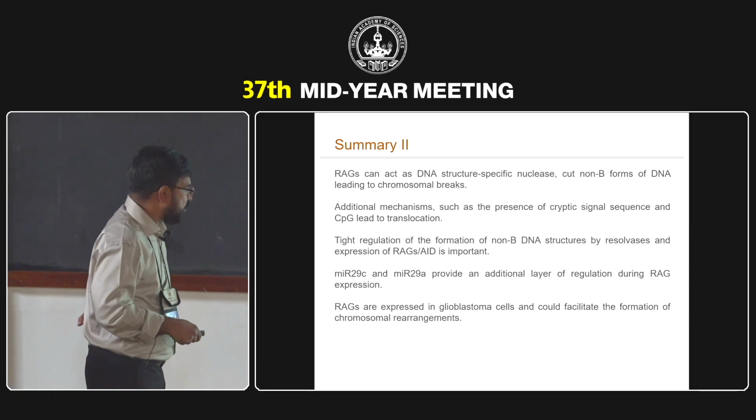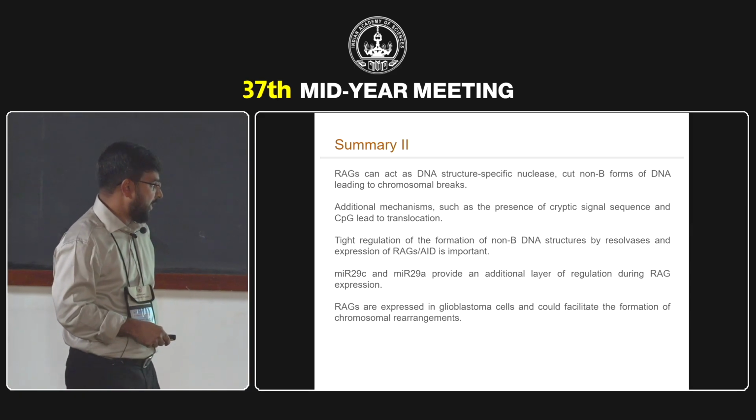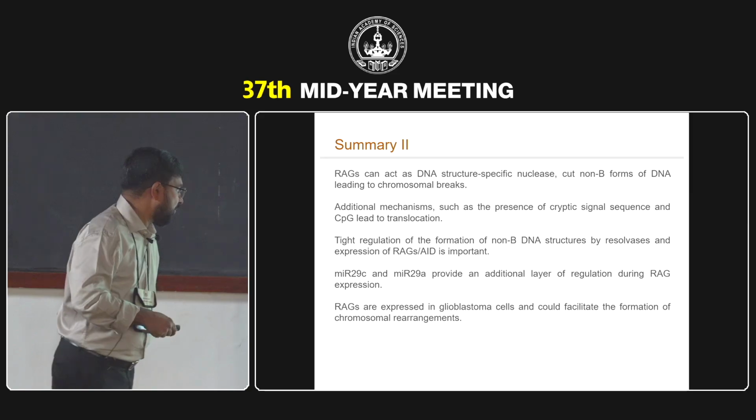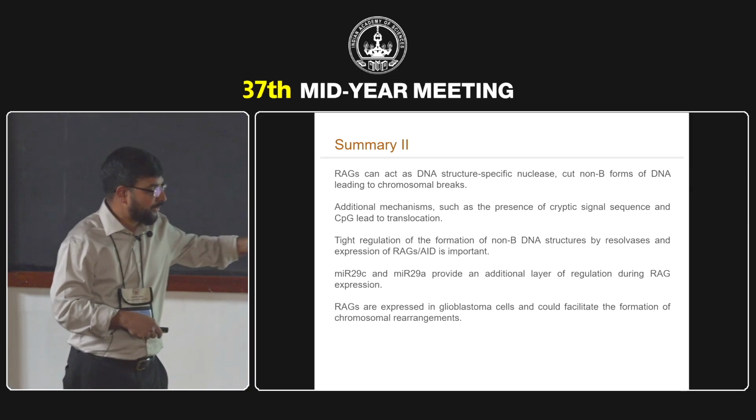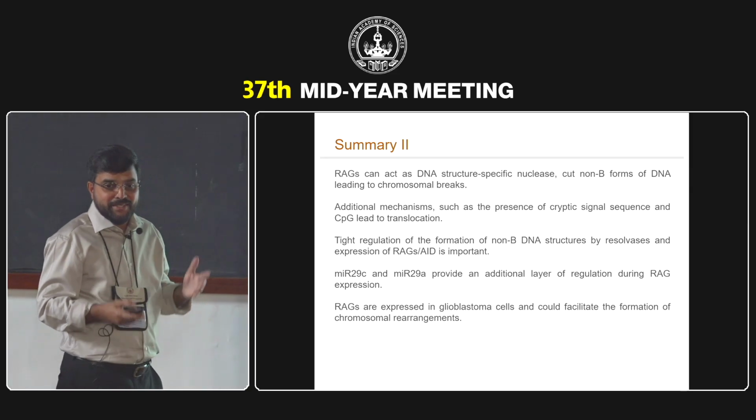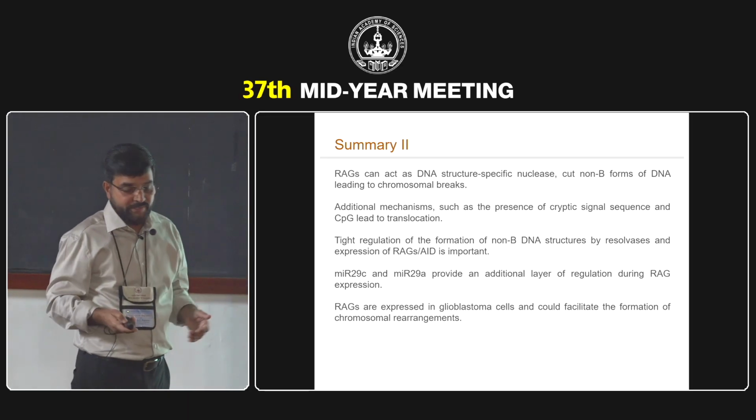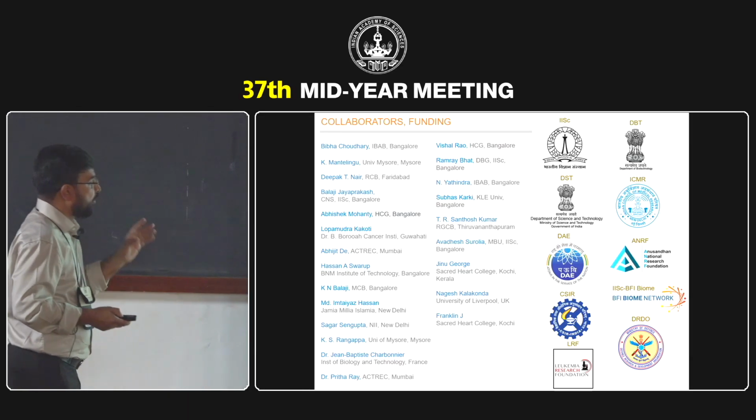And this I did not show. RAGs are expressed in glioblastoma cells and could facilitate the formation of chromosomal rearrangement. This is something interesting because generally people believe this protein is expressed only in B and T cells, and we are working more on that.